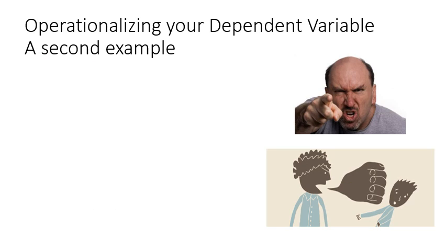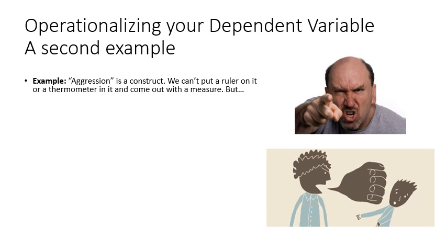A second example, imagine that you're interested in aggression. Aggression is a feeling, a tendency of behavior that can be manifested in some sort of physical thing, but it could also be manifested just in words or in really subtle things like emails sent. So aggression is hard to measure. How might we measure it?